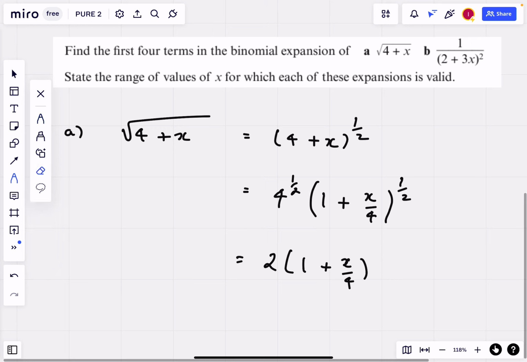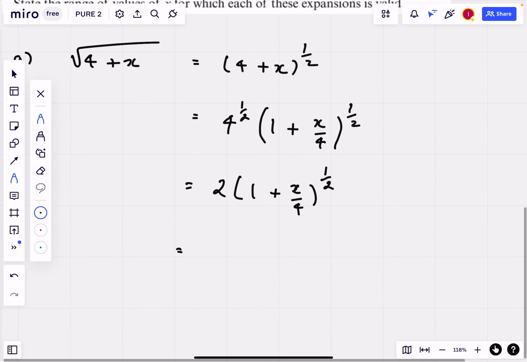And now you do the expansion as per usual. But you're going to start with 2 on the outside, and you're going to have a square bracket like that. And then you apply the binomial expansion to 1 plus x over 4 to the power of a half. So, can you try that for me, please?